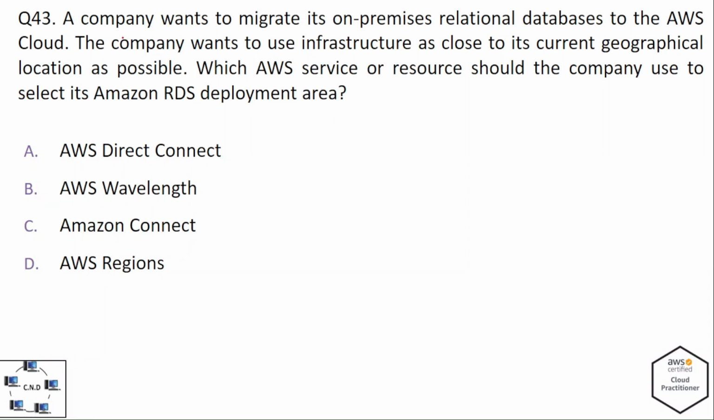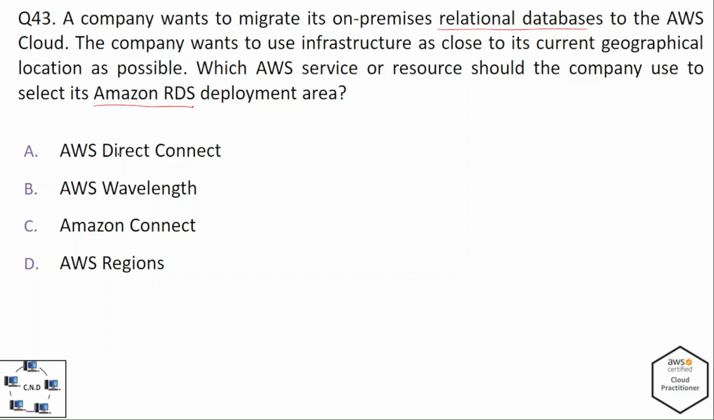Question number 43: a company wants to migrate its on-premises relational database to the AWS cloud. The company wants to use infrastructure as close to its current geographical location as possible. Which AWS service or resource should the company use to select its Amazon RDS deployment area? RDS means Relational Database Service.